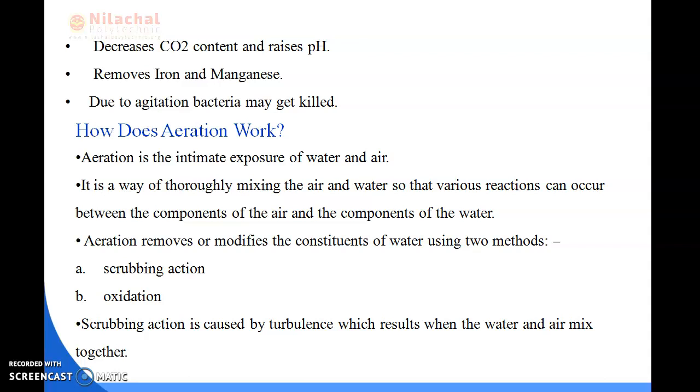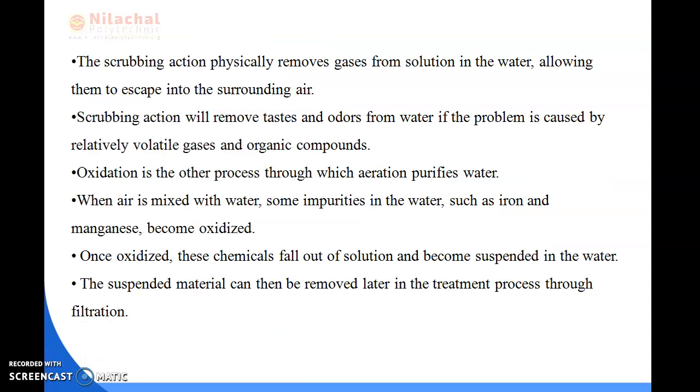And aeration removes impurities by two methods. First is scrubbing action, second one is oxidation action. Okay, so what do we mean by scrubbing action and what do we mean by oxidation? We will be reading these two methods. So first is scrubbing action. It is mainly caused by turbulence which results when the water and the air are mixed together. The scrubbing action mainly removes the gases from the solution in the water, and it also removes the taste and odor. Okay. So next one is oxidation.